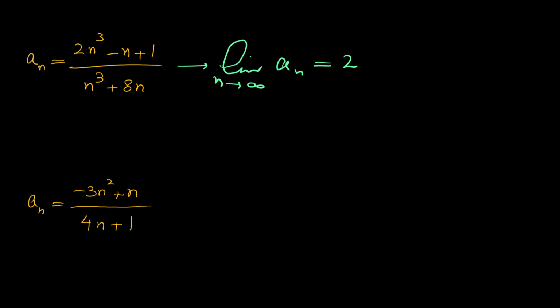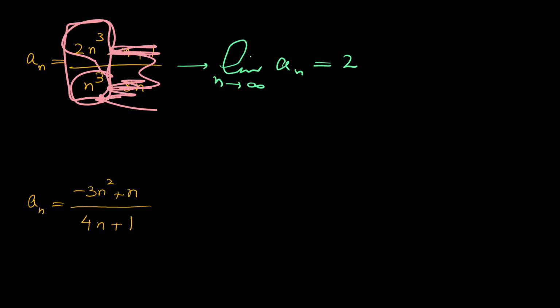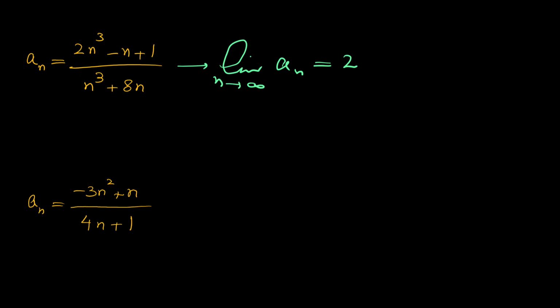This is another way. You can use the first method that I taught you in this video. What was that method? Ignore smaller terms. Keep these two. 2n to the 3 over n to the 3 is the same answer, 2. So this method is also very effective, as you can see. So the limit of this sequence is 2.